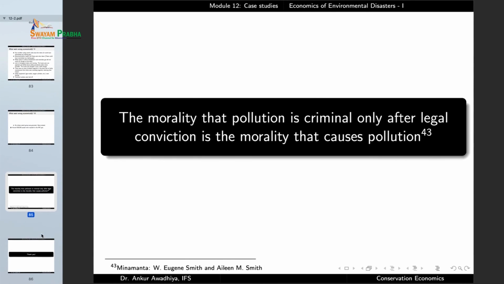And we can end with this quote: the morality that pollution is criminal only after legal conviction is the morality that causes pollution. It means that the morality that spreading pollution itself is not wrong. You are only wrong when the court punishes you. That is the morality that permits society to tolerate pollution, to tolerate damage to the environment, to tolerate not taking proper risk management procedures. And we as a society will have to suffer the consequences if we let this morality prevail.